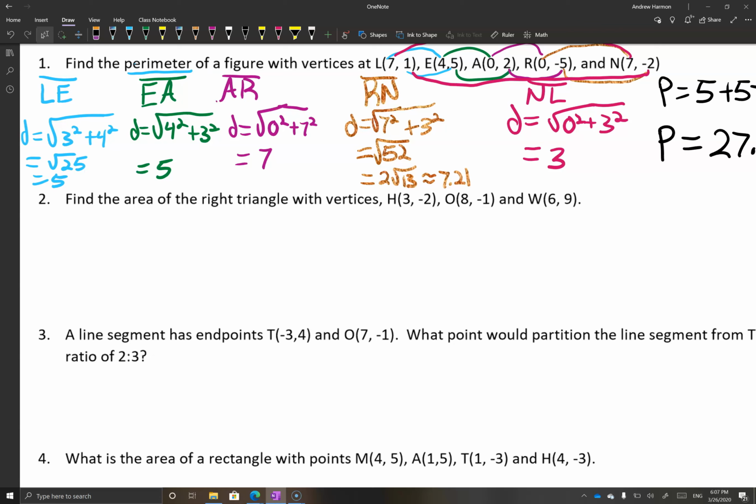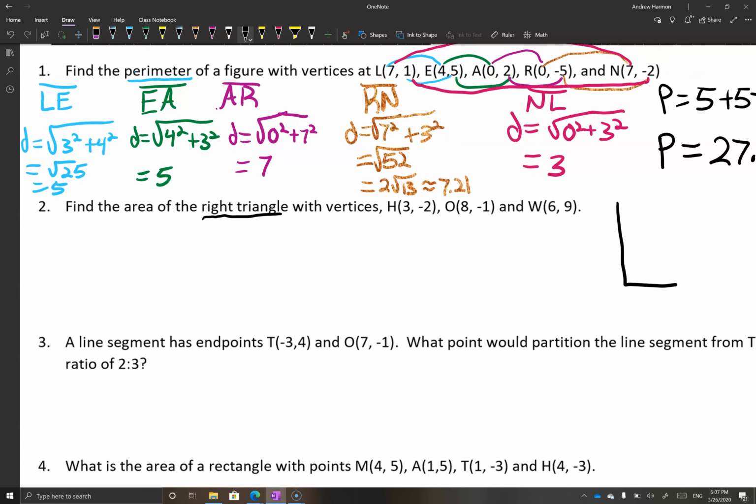All right, next problem. Find the area of a triangle with vertices H, O, and W. But how? So they tell us that it's a right triangle. So remember, to find the area of a right triangle, all you have to do is know this side, and the area of a triangle is 1/2 base times height. So we'll just do 1/2 x times y.